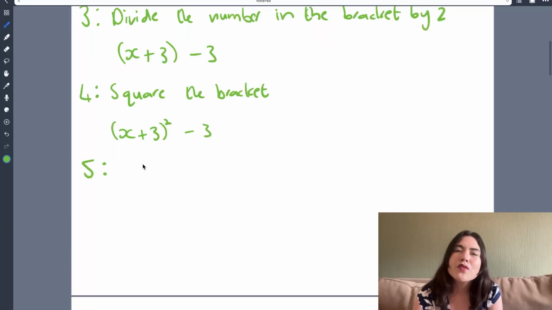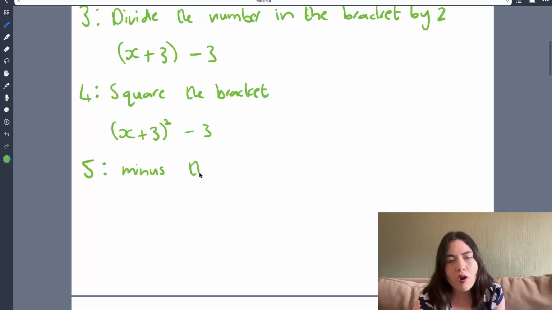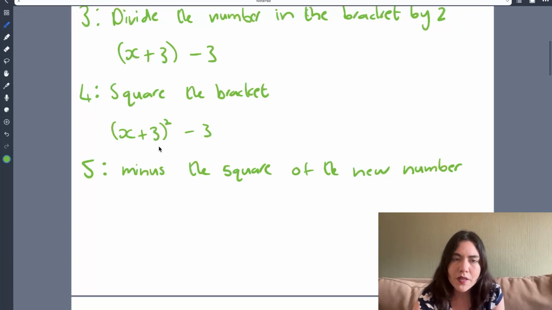Step 5 is the most complicated of all the steps, so I'm going to try my best to explain it, but I think it's going to make more sense in the example. The idea is to minus the square of the new number. Now, what is the new number? The new number here is this positive 3, because we have just divided it by 2, so it's new. It wasn't in the original equation.